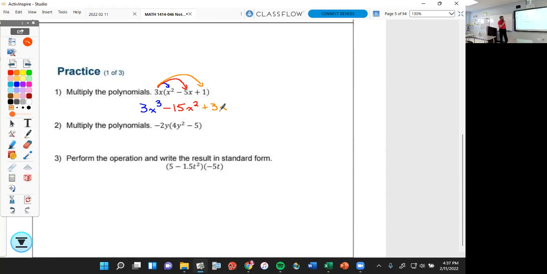Number 2, we're going to multiply again. We have another monomial times a binomial. So again, I will simply distribute the negative 2y. Negative 2y times a positive 4y. Negative 2 times 4 is negative 8. Y times y squared is y cubed. Negative 2y times negative 5. Negative 2 times negative 5 is positive 10. And of course, that y is just going along for the ride.